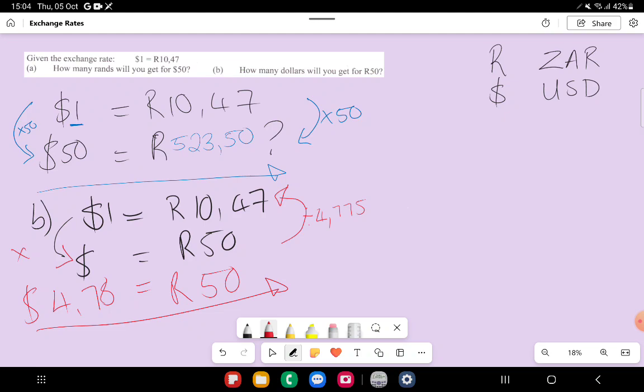Okay, so what do you need to know? When we are writing our exchange rates, it's always easier to write it as two equations, one on top of the other, and then to see the relationship between the two equations. Sometimes we have to write three equations. So let's do another example.